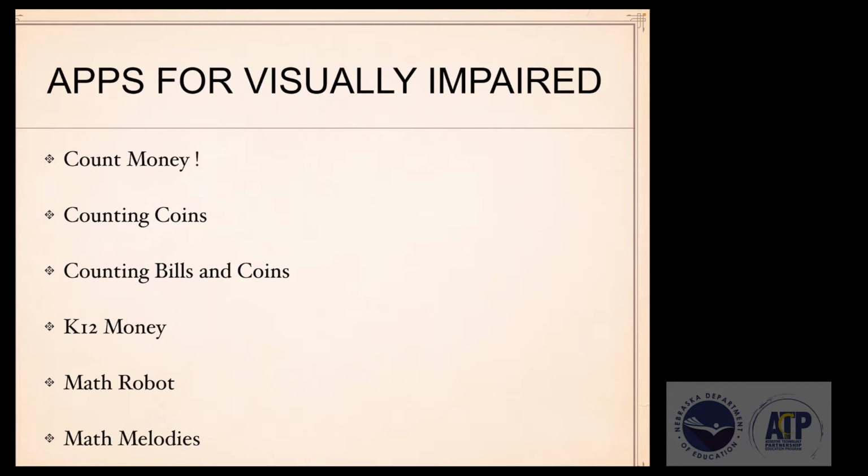So there are a lot of apps that are out there that support students who are visually impaired. The buttons are labeled correctly. It's in a logical order, so it's easy for them to be able to go in and work around a math problem. And there's some basic, and then there's more advanced apps that are available that are really optimized for students who are visually impaired. Apps like Count Money, Counting Coins, Counting Bills and Coins, K-12 Money, Math Robot, Math Melodies.